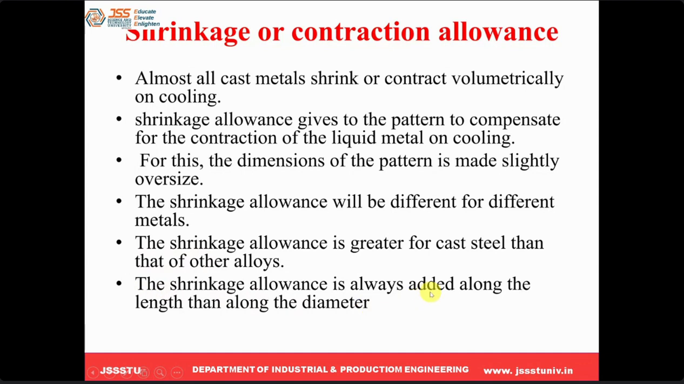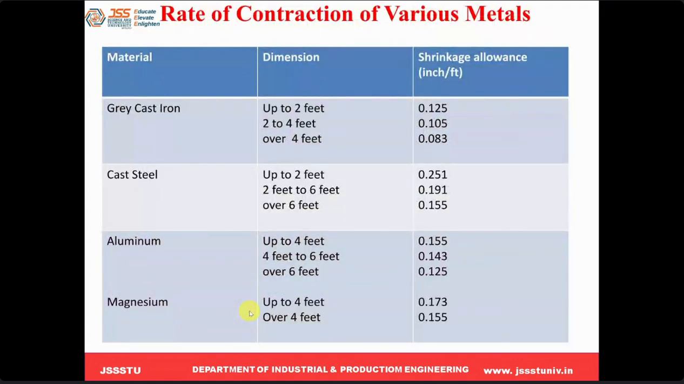Shrinkage allowance is always added along the length rather than along the diameter. So always, rather than the work piece diameter, the shrinkage allowance is added to the length. So that is the thing. This table talks about how much shrinkage allowance should be given for what types of material.